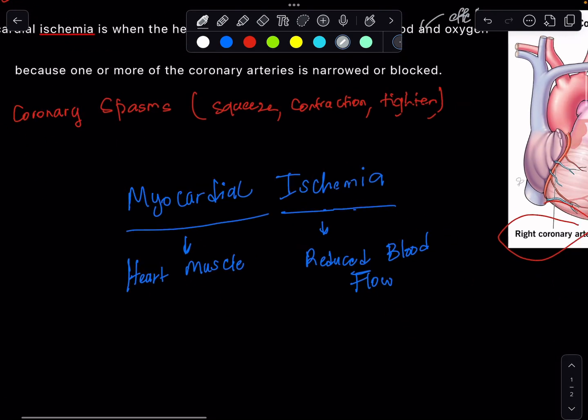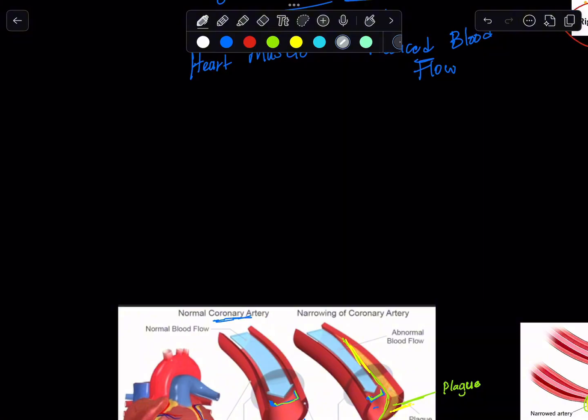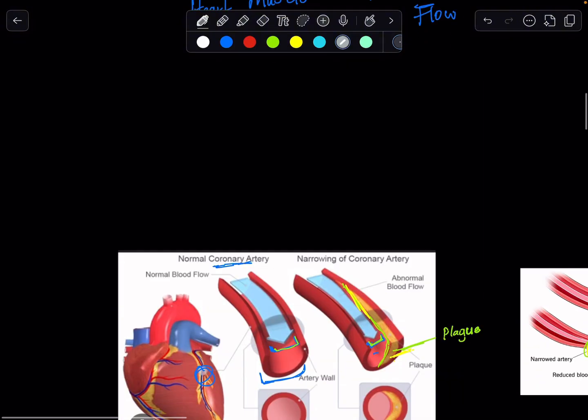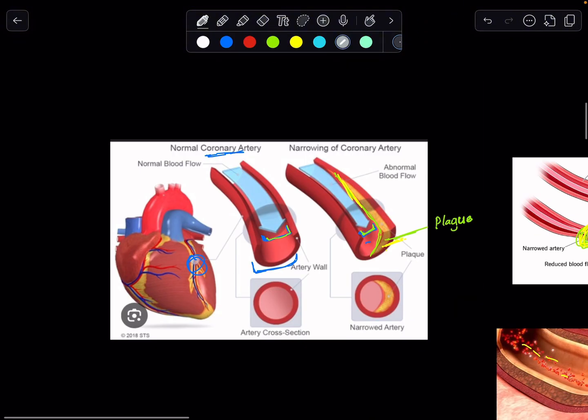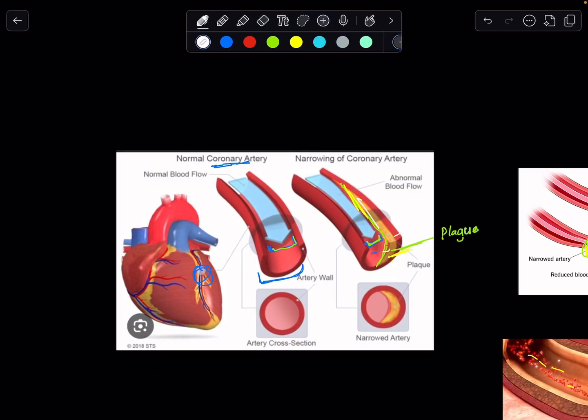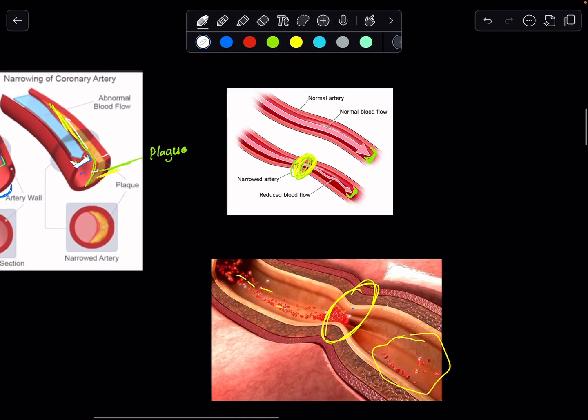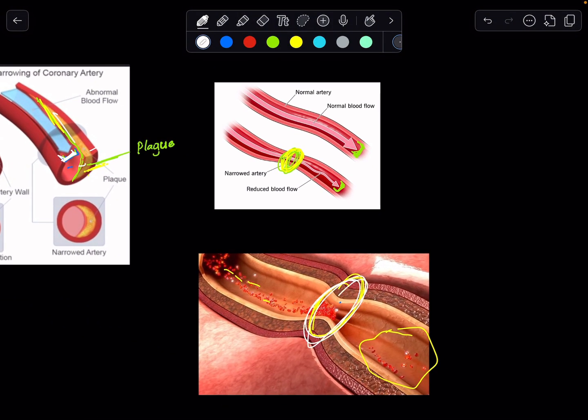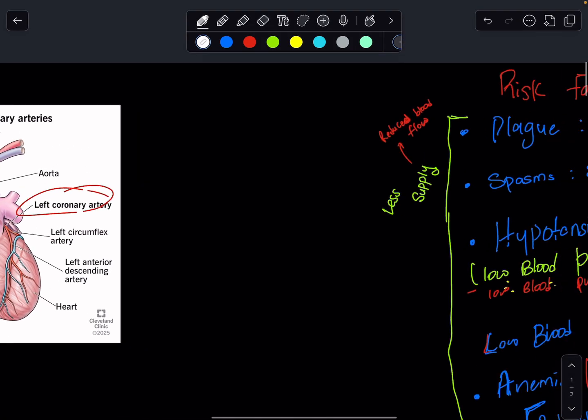And we know the coronary artery supplies the heart with blood and oxygen, right? Or with oxygen from blood. So we know the plaque causes the narrowing, and that causes reduced blood flow right here. And then the spasm squeezes the artery, so less blood is going through. And that's pretty much by definition.